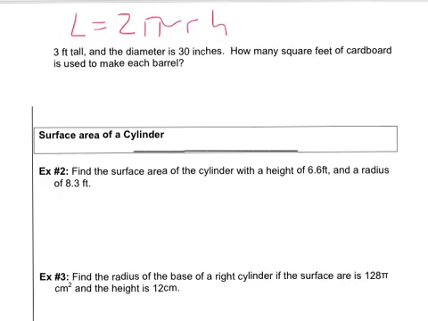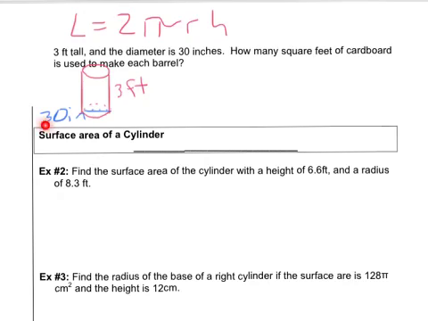Okay, well, let's just sketch this real quick. Let's say this is my barrel, and this is 3 feet tall, and there's my diameter, which is 30 inches. Hopefully right away you'll see there's something wrong with the information they give us. Some of it's in feet and some of it's in inches. We need to work with all one unit in order for any of our formulas to work. So they want us to go to square feet, so let's convert this to feet.